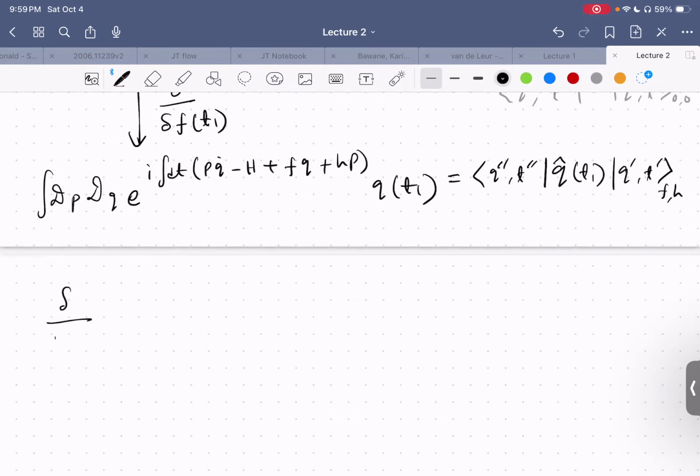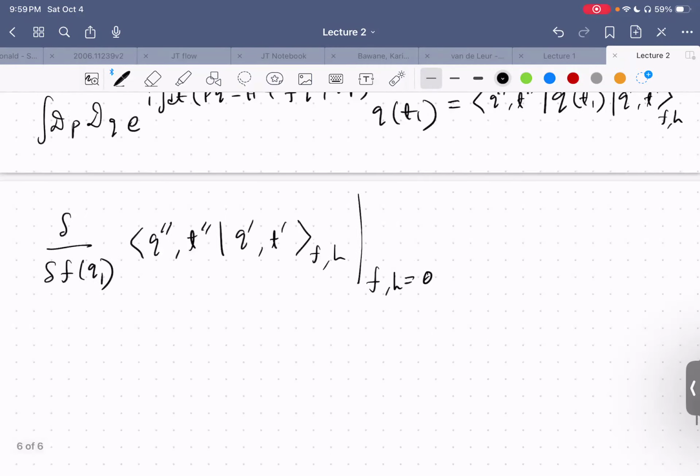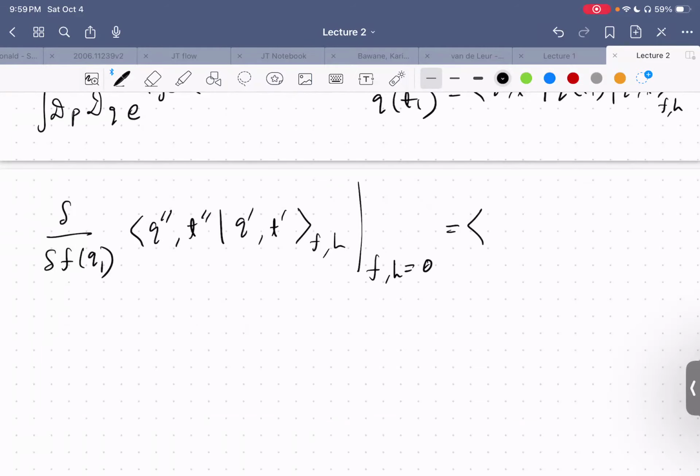if we take the functional derivative of the transition amplitude evaluated at f and h, and then set f and h to 0, what you get is the transition amplitude with the operator insertion. Okay.